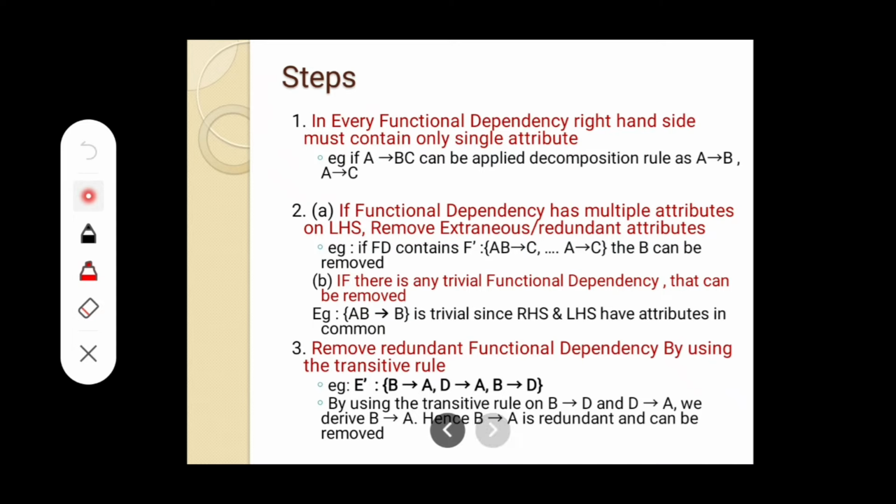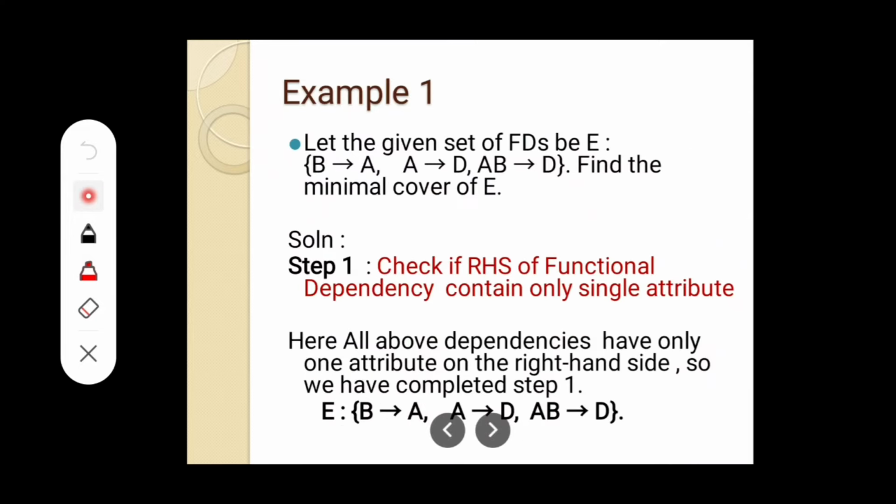Okay. So these are the three steps by which we can compute the minimal cover. Minimal cover means we are reducing the extraneous or the redundant functional dependencies or attributes. Clear? So it will be more clear when I explain it using an example. This is the first example. Let the given set of functional dependencies be E, where only one set is given: B determines A, A determines D, AB determines D.